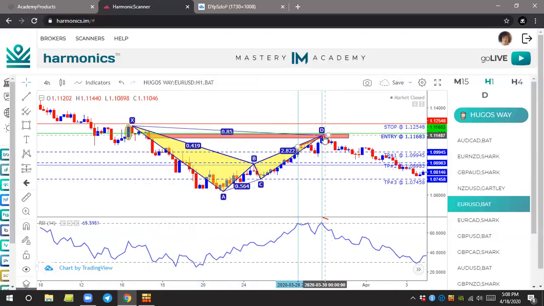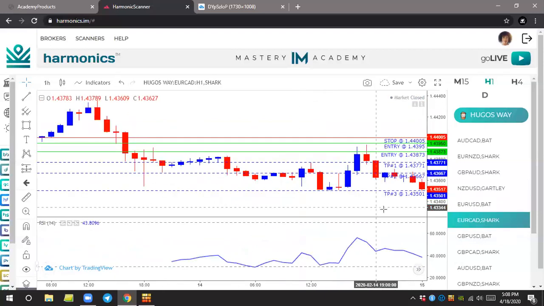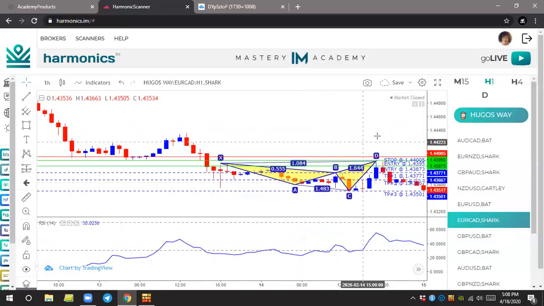Literally came to fill it to the T and then fall from there, guys. So this is how you can apply institutional knowledge to the harmonic patterns, making them almost 95% accurate, almost to 100% accurate, pretty much, right? Let's go ahead and take another pair.